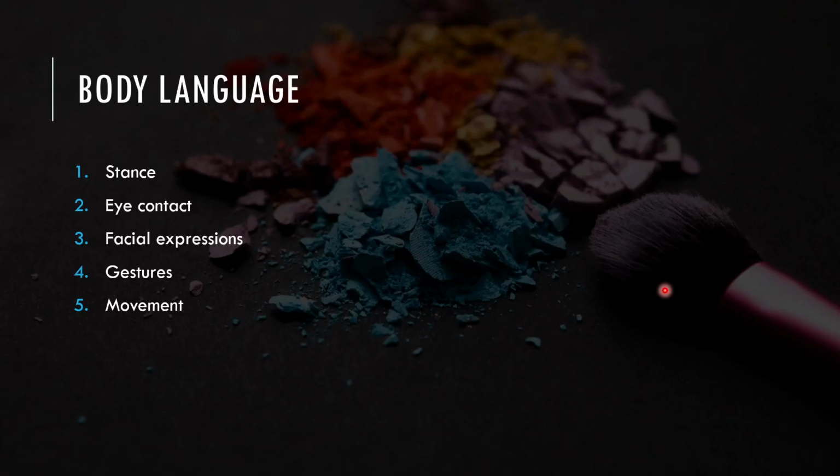Okay, so the actual five tools in body language are stance, that means the way you stand on the stage. You must stand firmly on the stage so that your confidence is projected in the way you stand. And then eye contact, as I mentioned before. You must spend a few seconds with each one in the audience so that they feel that they are also included in your speech. Then the facial expressions.